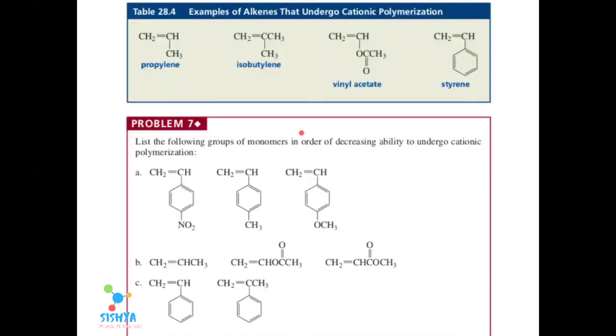Examples of cationic polymerization are propylene, isobutylene, vinyl acetate, styrene, etc., which lead to the formation of a stable carbocation, and hence they will undergo cationic polymerization. Similarly, I am just giving a few examples where they list the following groups of monomers in order of decreasing ability to undergo cationic polymerization.